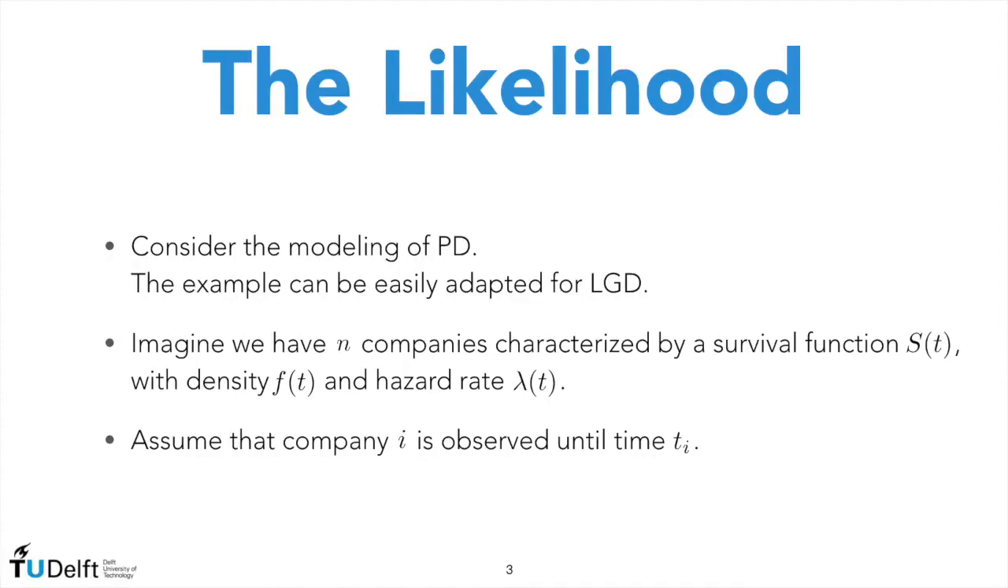Let's consider the modeling of the probability of default. But what we are going to see can be easily adapted for the loss given default. Now we have n companies, and we assume that they share the same survival function S(t), the same density small f(t), and the same hazard function lambda(t). Now we pick one company i, and we observe that company up to time t_i.